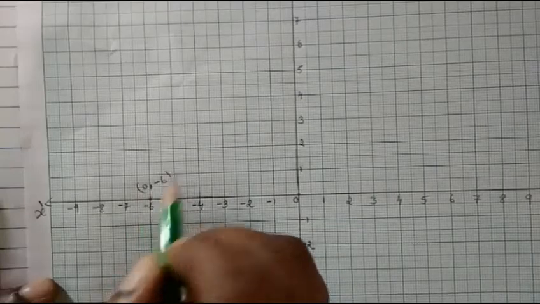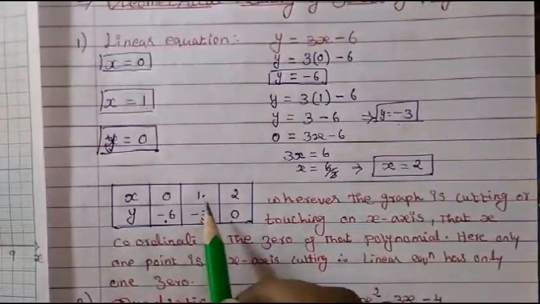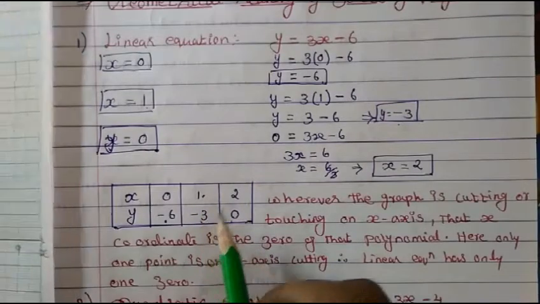X coordinate and y coordinate. So that is the point. Now next, let's see. Next x is 1, y is minus 3.